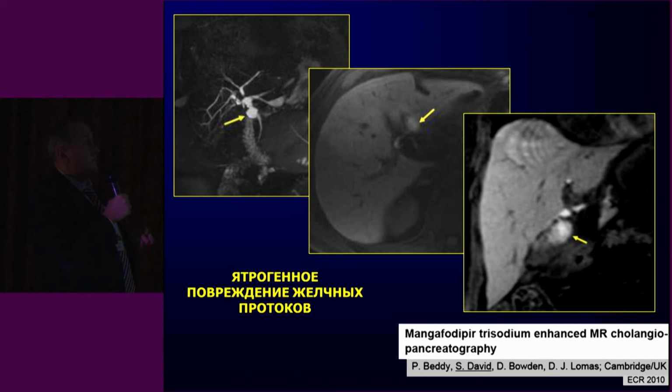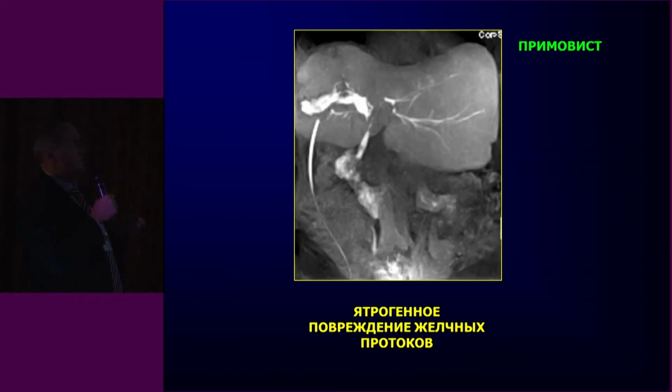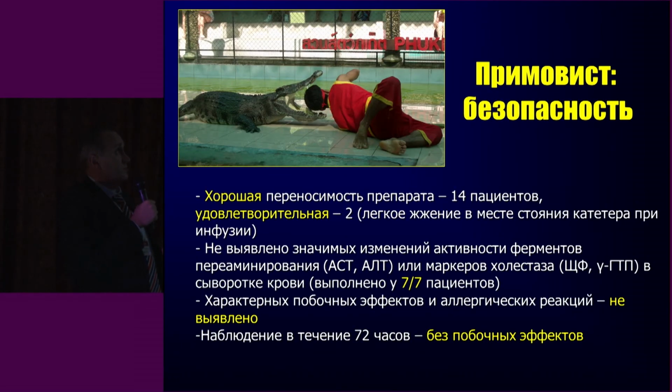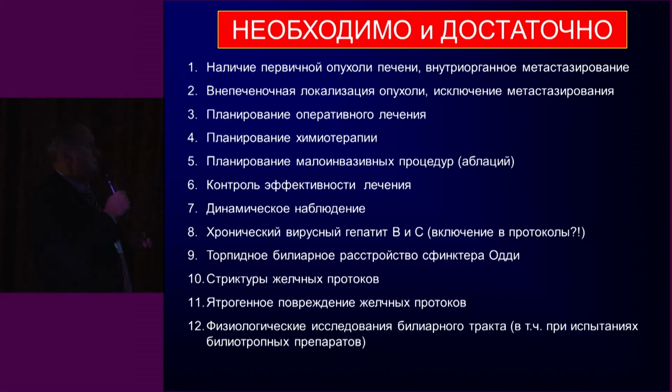And the drug is very effective when we try to assess iatrogenic damage. Here you see in our clinic, Primavist use clearly shows that we have a damaged bile duct. Primavist is safe. There are no specific complications with Primavist. It improves the effectiveness of our diagnostic process.